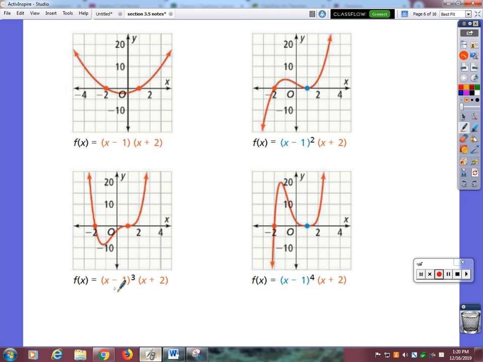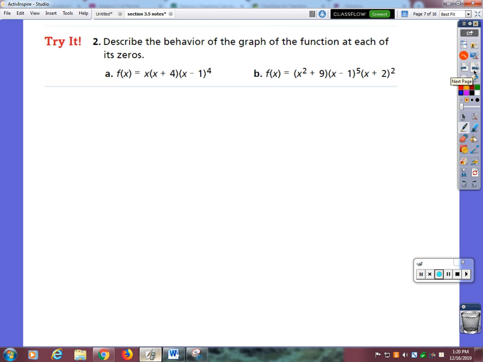Same deal here. This one has an exponent of 3, which is odd. So it crosses the x-axis there. And you can see it does it a little bit differently than over here because it's a 3, not just a 1. And then over here we have it to the 4th power. So it has a turning point right at that 0. Okay? Make sense? Okay.